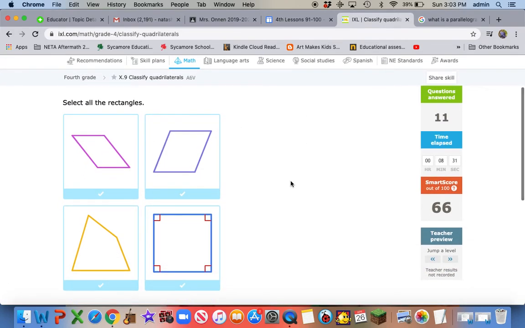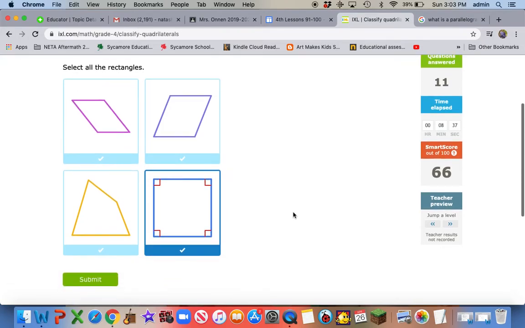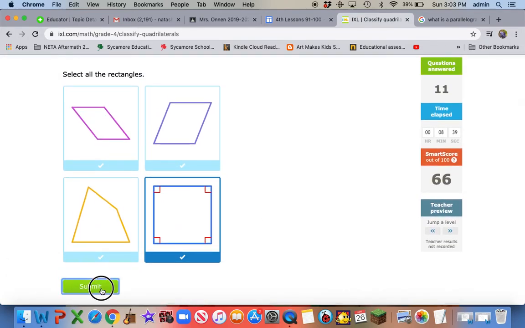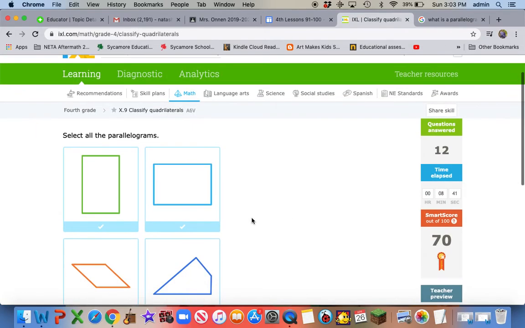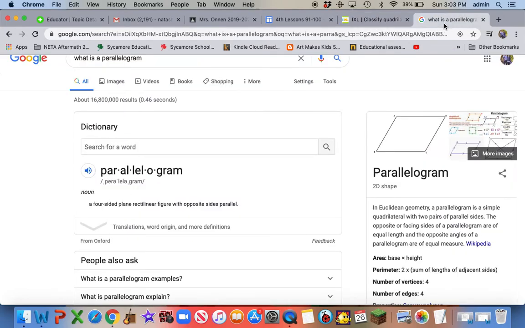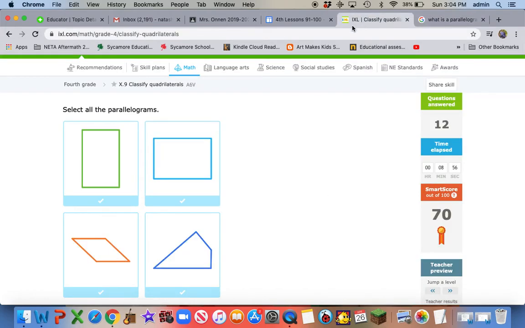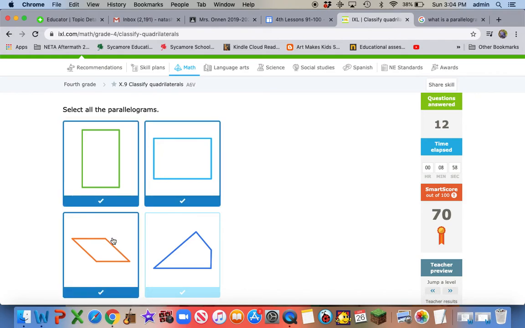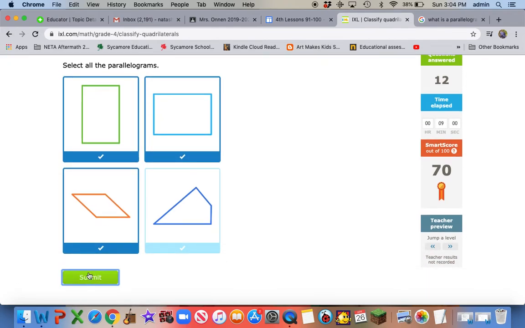It might be embarrassing if I get one wrong, but that's okay. All right, select all the rectangles. A square is a rectangle, but a rectangle is not a square. This is just one of the many math mysteries in the world. All right, going back to the word parallelogram, which maybe you have to Google while you're doing your homework. That's okay. This isn't a test. This is an IXL assignment. A four-sided plane rectangular figure with opposite sides that are parallel. So they're never going to touch.